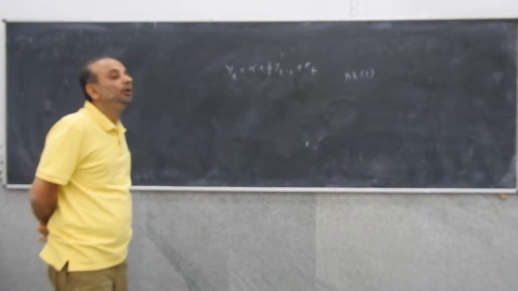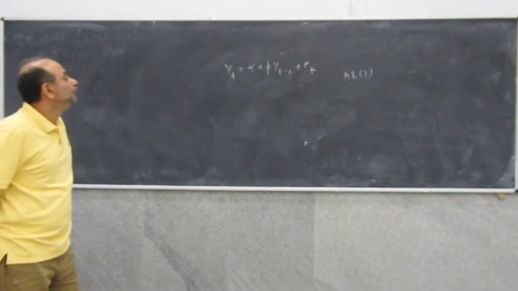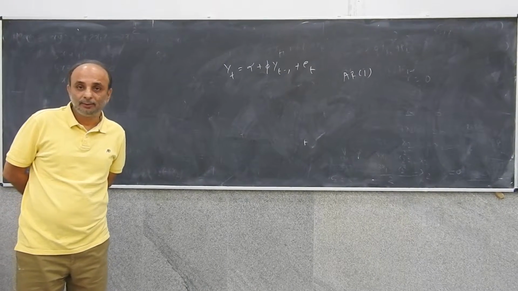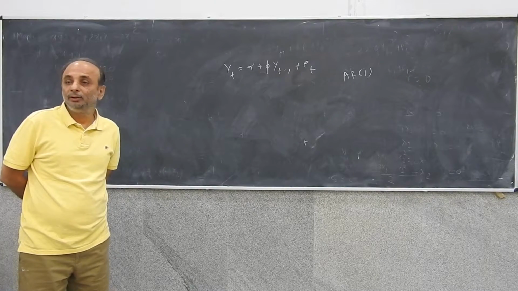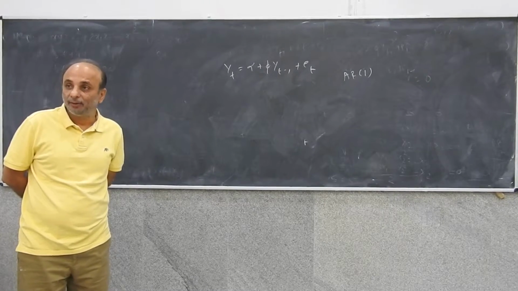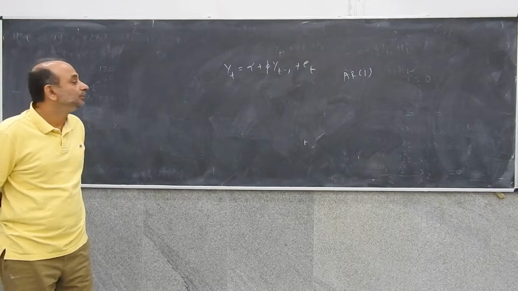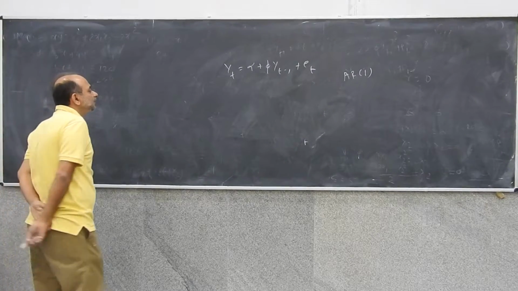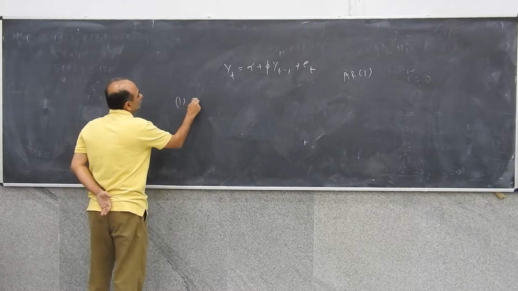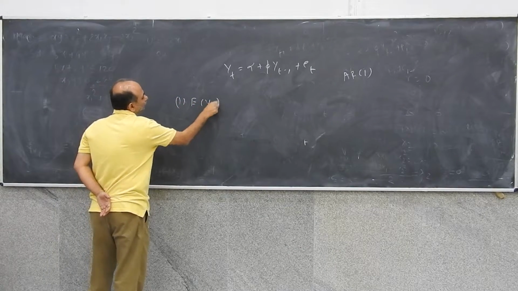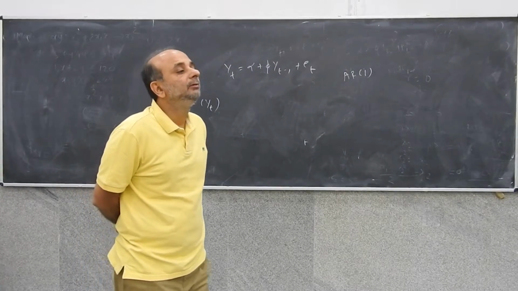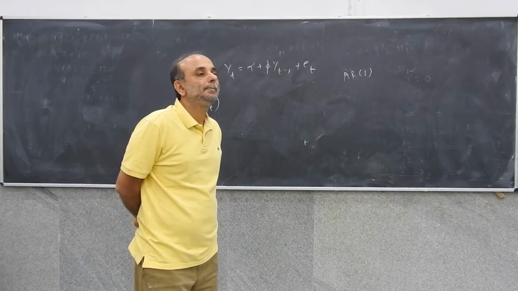Why do you call it autoregressive? Because you are regressing y_t on y_{t-1}. So it's an AR1 process. The stationary AR1 process, the absolute value of phi is less than 1. First, let's find out what is the expectation of y_t. What do you think the expectation of y_t will be?